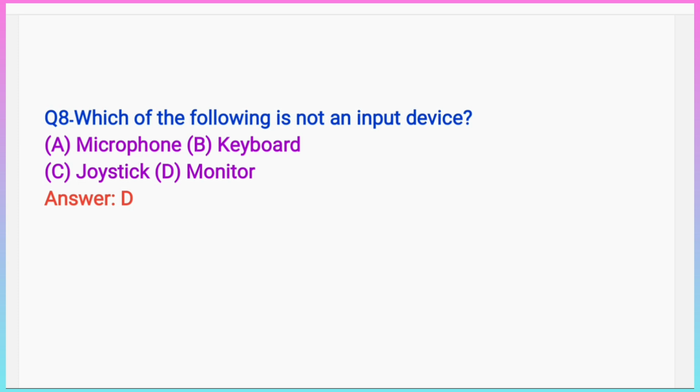Next question is, which of the following is not an input device? And the correct option is D, Monitor. Monitor is an output device. Microphone, keyboard, joystick are input devices.